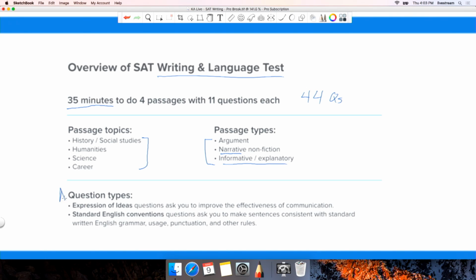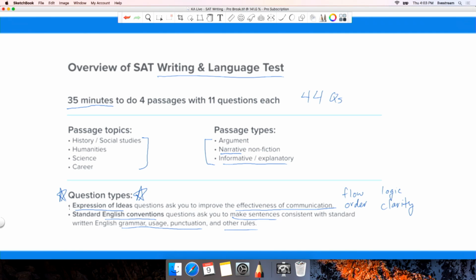Then I want to finally cover question types, which are very important. There are 2 question types on SAT writing. The first is the expression of ideas. These ask you to improve the effectiveness of communication in the passage. This will ask you to improve things like the flow, the order, the logic, the clarity, things like that. And the second type of question focuses on standard English conventions. They'll ask you to make sentences in the passage consistent with grammar, usage, punctuation, and other rules.